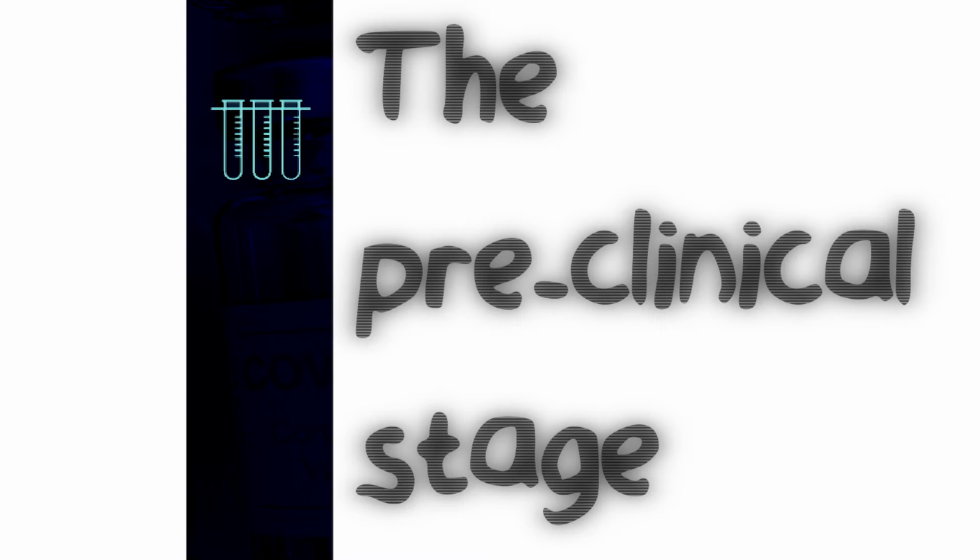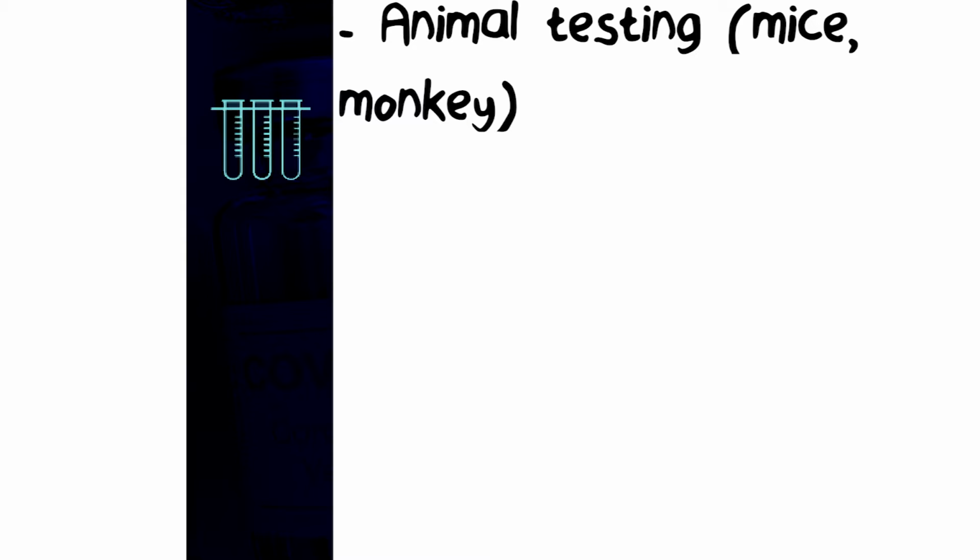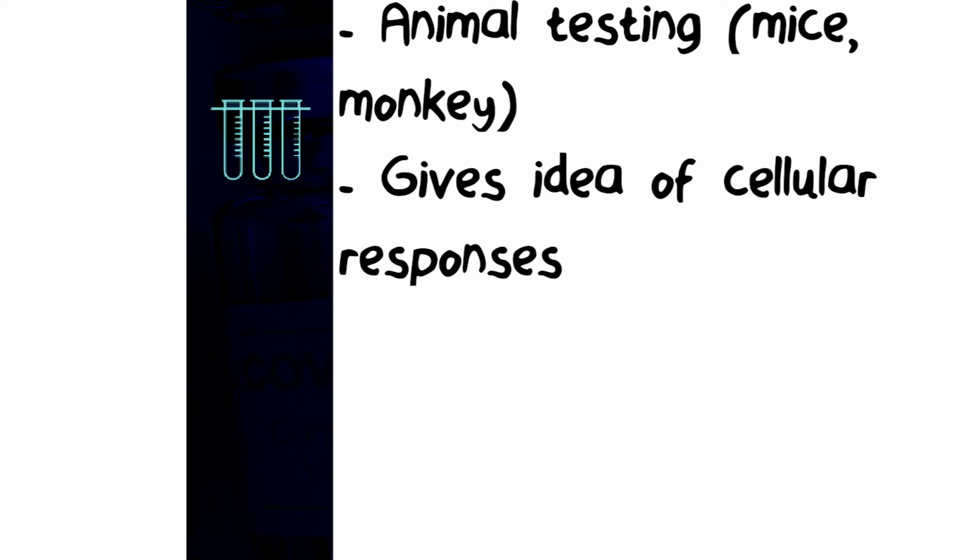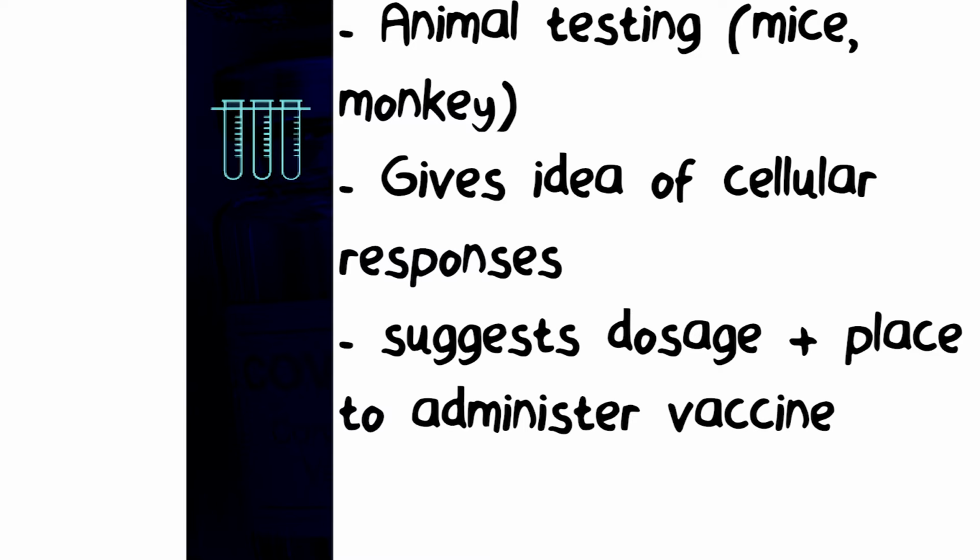The preclinical stage. Preclinical studies include animal testing to see how their immune responses work, or the ability of the vaccine to provoke an immune response. Mice are mostly used as a test subject, and sometimes monkeys are used as they are genetically similar to humans. These studies give researchers an idea of the cellular responses they might expect in humans.